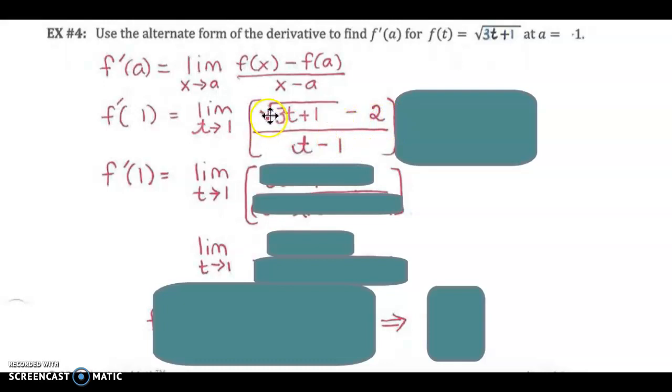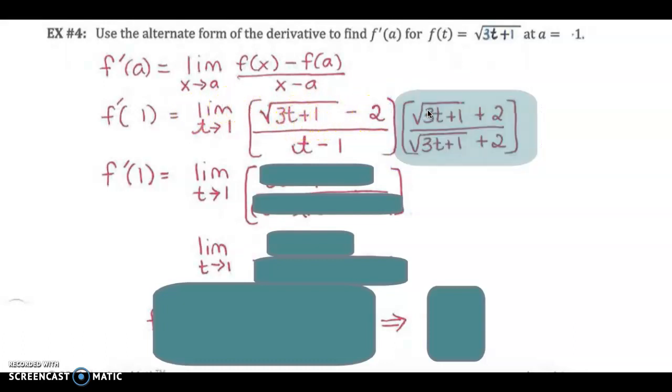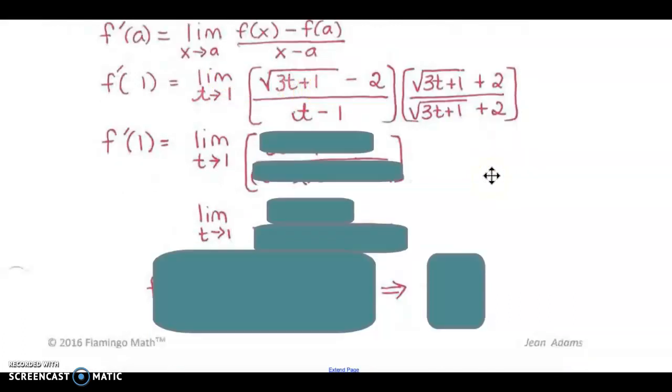Okay, we have a square root, so we have to rationalize. So we're multiplying numerator and denominator by the square root of 3t plus 1 plus 2. Hopefully you guys remember that. Okay, the square root of 3t plus 1 times the square root of 3t plus 1 is just 3t plus 1. Negative 2 times 2 is negative 4. Okay, and that is over. We'll just write this as one big thing down here.